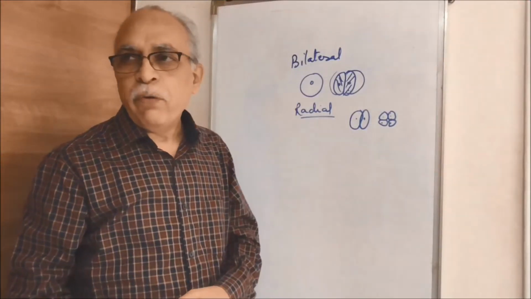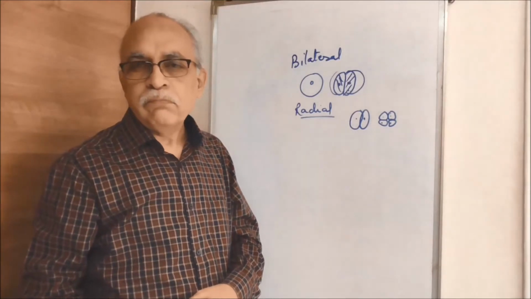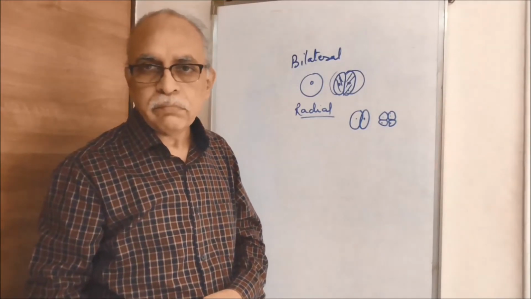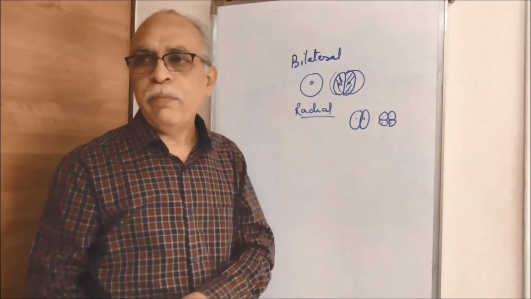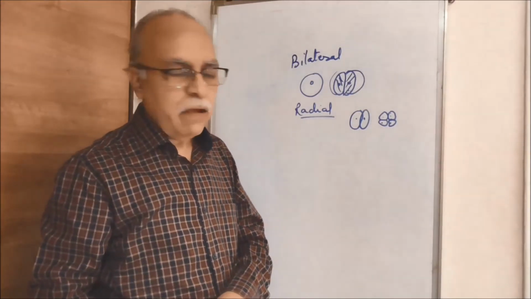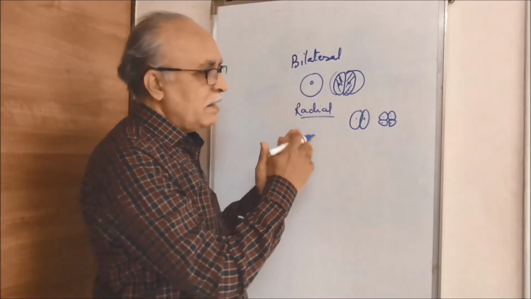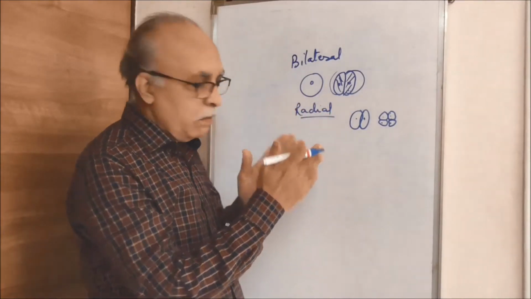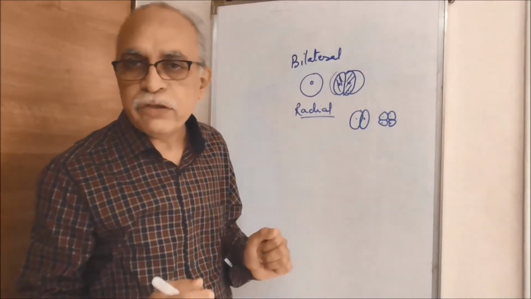Bilateral cleavage would be found in tunicates. Radial cleavage would be found in Amphioxus or even amphibians. But in amphibians, let's understand that in later stages, megameres or micromeres will be distinguishable.